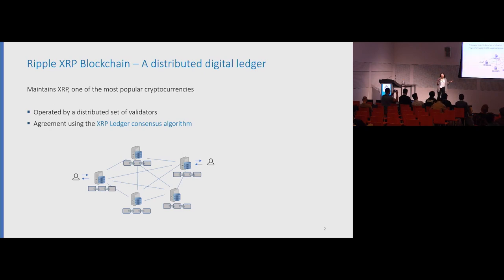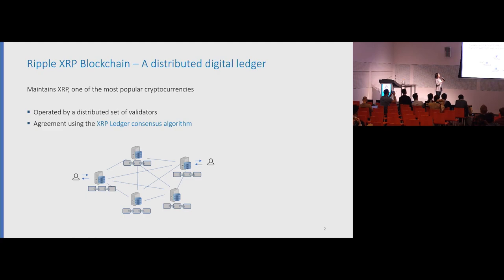As you know, Ripple, which maintains XRP cryptocurrency, is one of the most popular blockchains. And when we say a blockchain, we talk about a distributed ledger. So the ledger is replicated among a set of processes, which are also called validators in this context. And these validators operate concurrently to serve multiple client requests. And of course, for correctness, these validators need to agree on which transactions to issue, how to group them into blocks, and the total order of blocks to append to the blockchain.